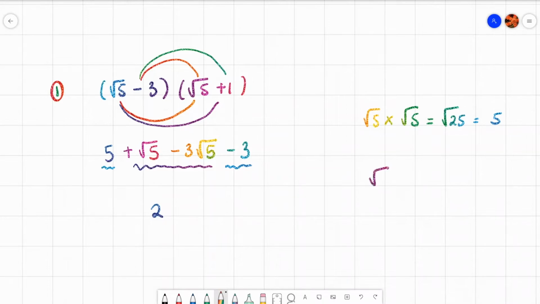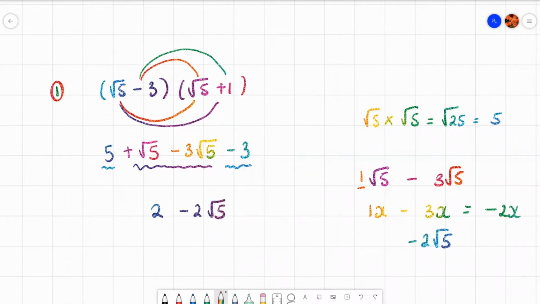And then I've got root 5 minus 3 root 5. Okay, so let's write that down here. Well, the invisible number here is 1. So if this was 1x minus 3x, what would it be? So think about that. So 1x minus 3x would be minus 2x, wouldn't it? So this would just be minus 2 root 5. And again, we can't subtract this because this doesn't have a square root 5 with it. And I can't cancel this down because square root 5, there is no square number that goes into 5. So we're just left with 2 minus 2 root 5.